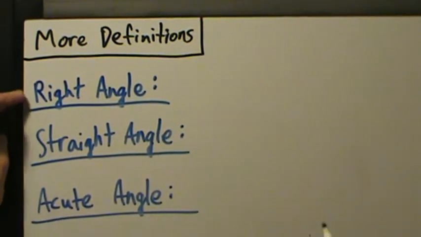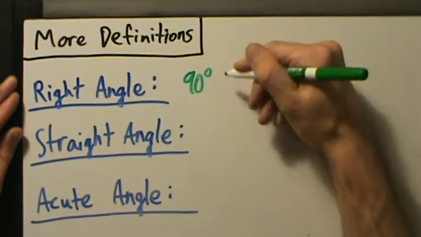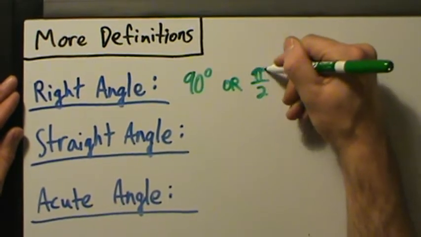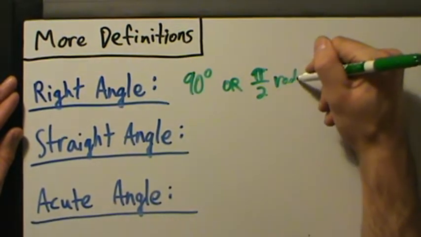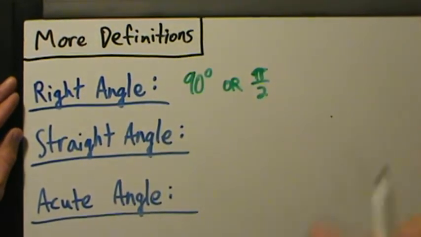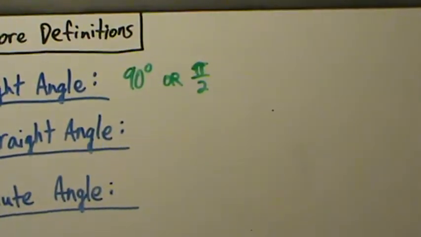So a right angle, which you might remember from geometry or some other class, is 90 degrees, or pi over 2 radians. And remember, for radians you could say rad or radian, or you could just drop the notation altogether, as long as it's clear from the context. So 90 degrees or pi over 2 radians. And what would something like that look like?